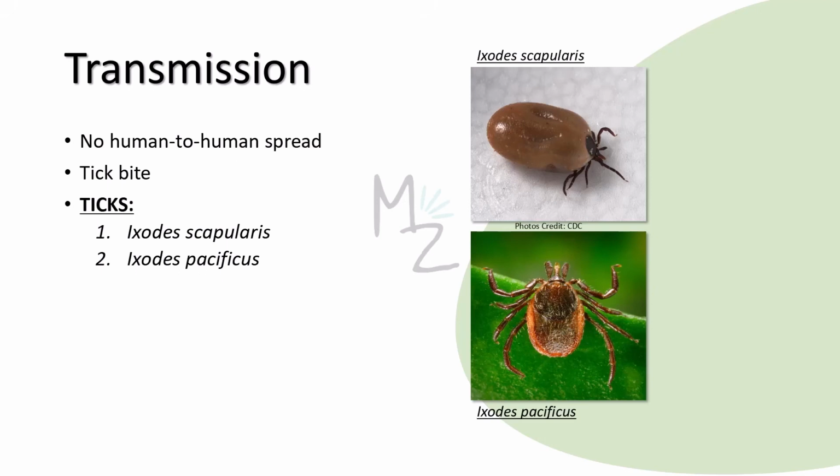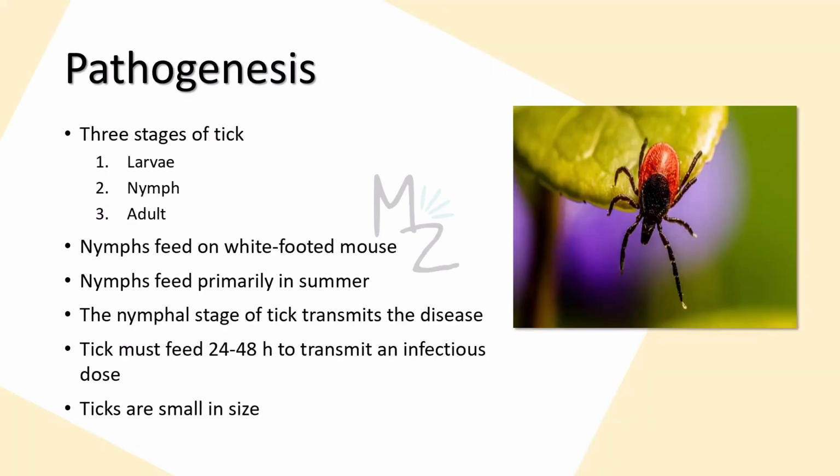There are two types of ticks that transfer Borrelia burgdorferi to humans. Number one is Ixodes scapularis, which looks like that. The second one is Ixodes pacificus, which looks like that. Pathogenesis. There are three stages in the life cycle of the tick: larvae, nymph, and adult. Nymphs feed on the white-footed mouse, and their season is primarily summer. So there is a high risk of Lyme disease and relapsing fever in summer. The nymphal stage of the tick transmits the disease.